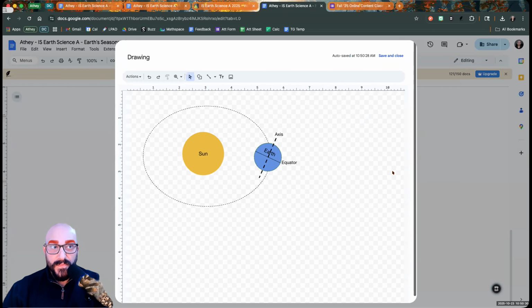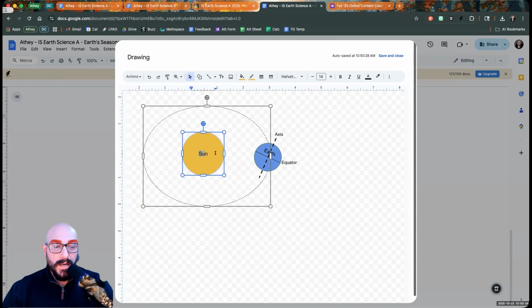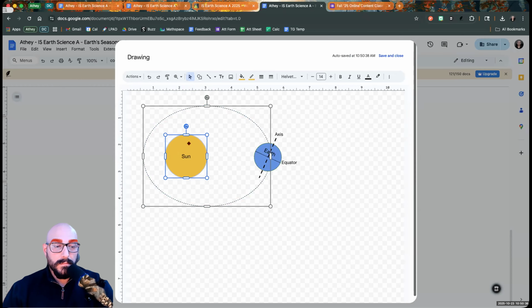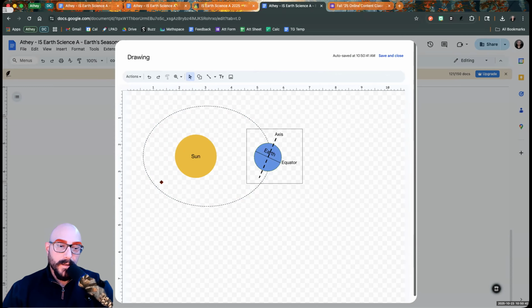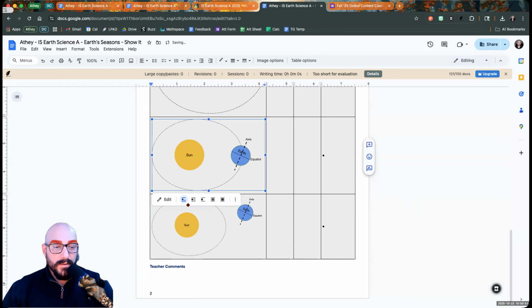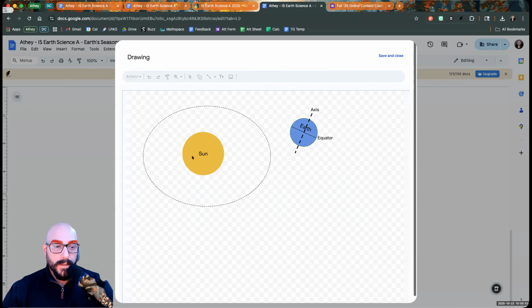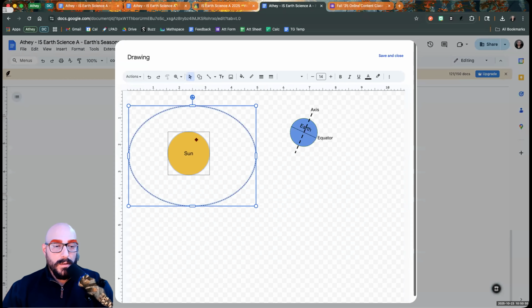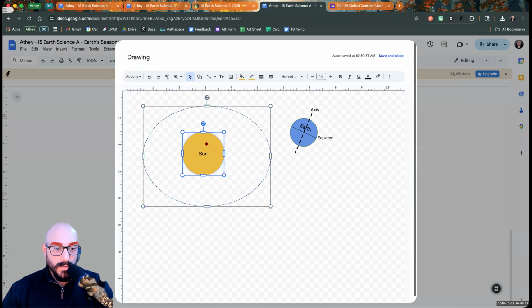Okay, so there's Earth, there's the sun. The sun should probably really be like there-ish. I don't know. It doesn't really matter. Okay, it's close enough. Okay, so there's Earth, there's the sun, and then I'm going to save that, right? This one, oh, I don't want to move all of that. I just want to move this sun a little bit over.